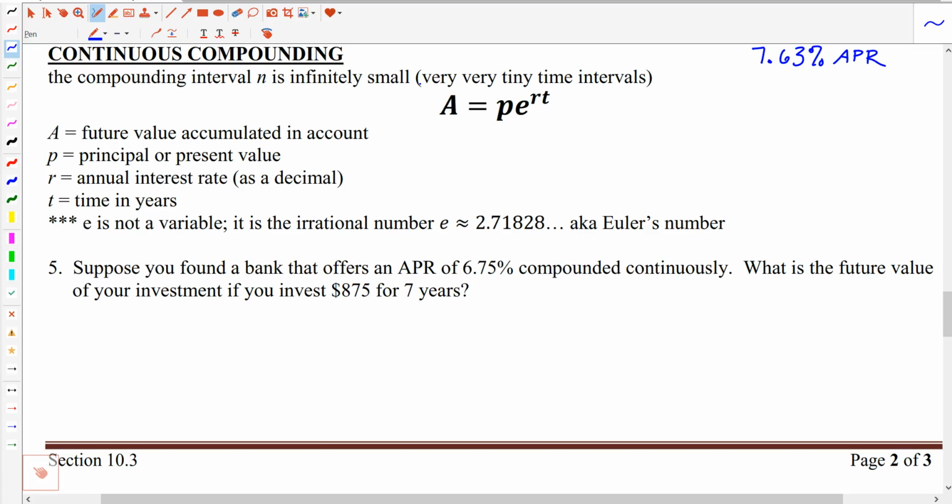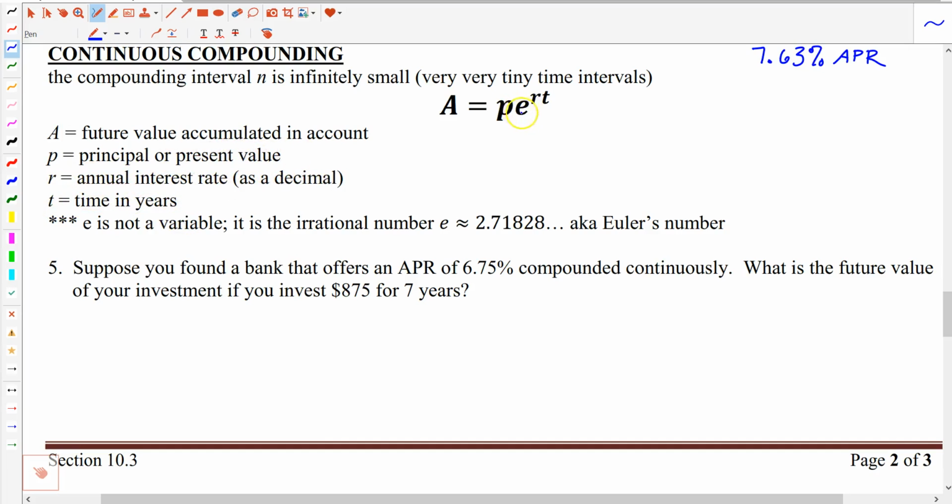So under continuous compounding, this is going to be dictated by this formula: A is equal to P e raised to the rt power. Now in this formula, A is still going to be the future value of the account. P is going to be the principal, or present value, or starting value of the account. Little r is the annual interest rate expressed in decimal form, and t is the time in years.